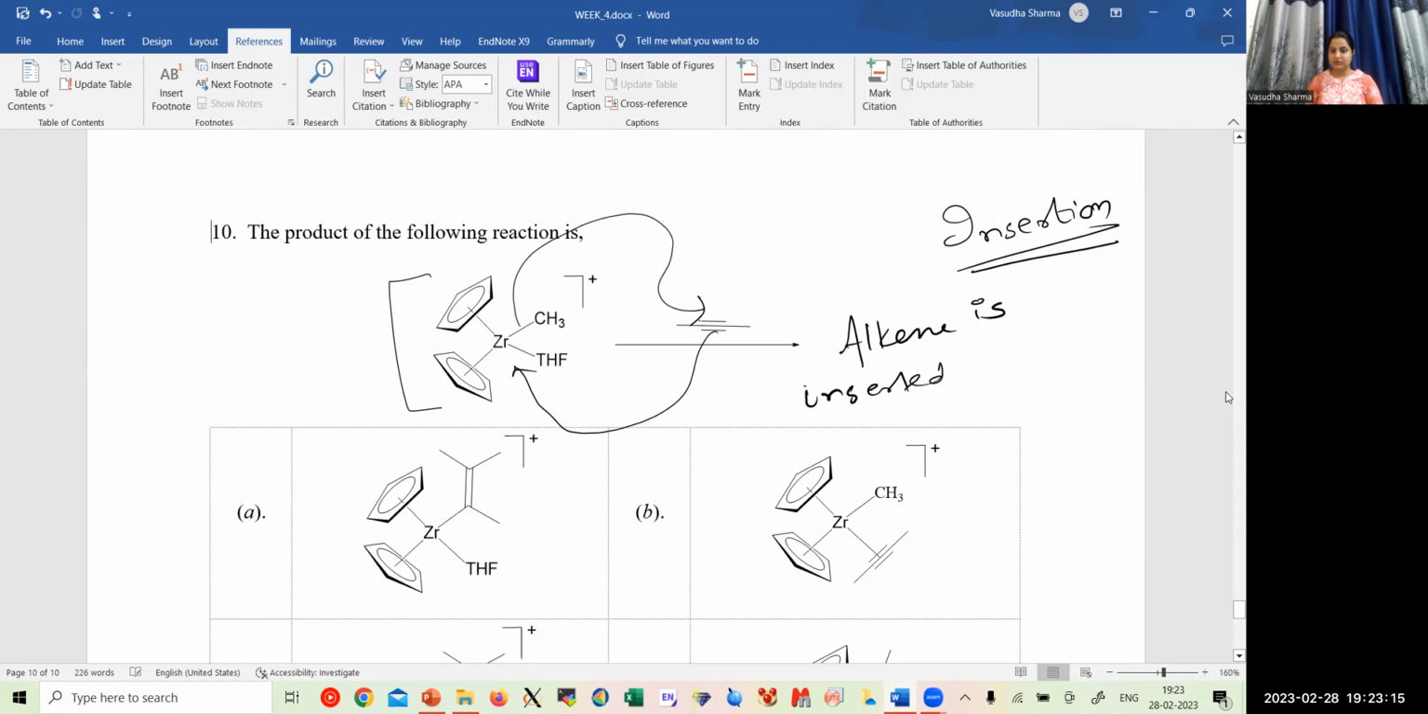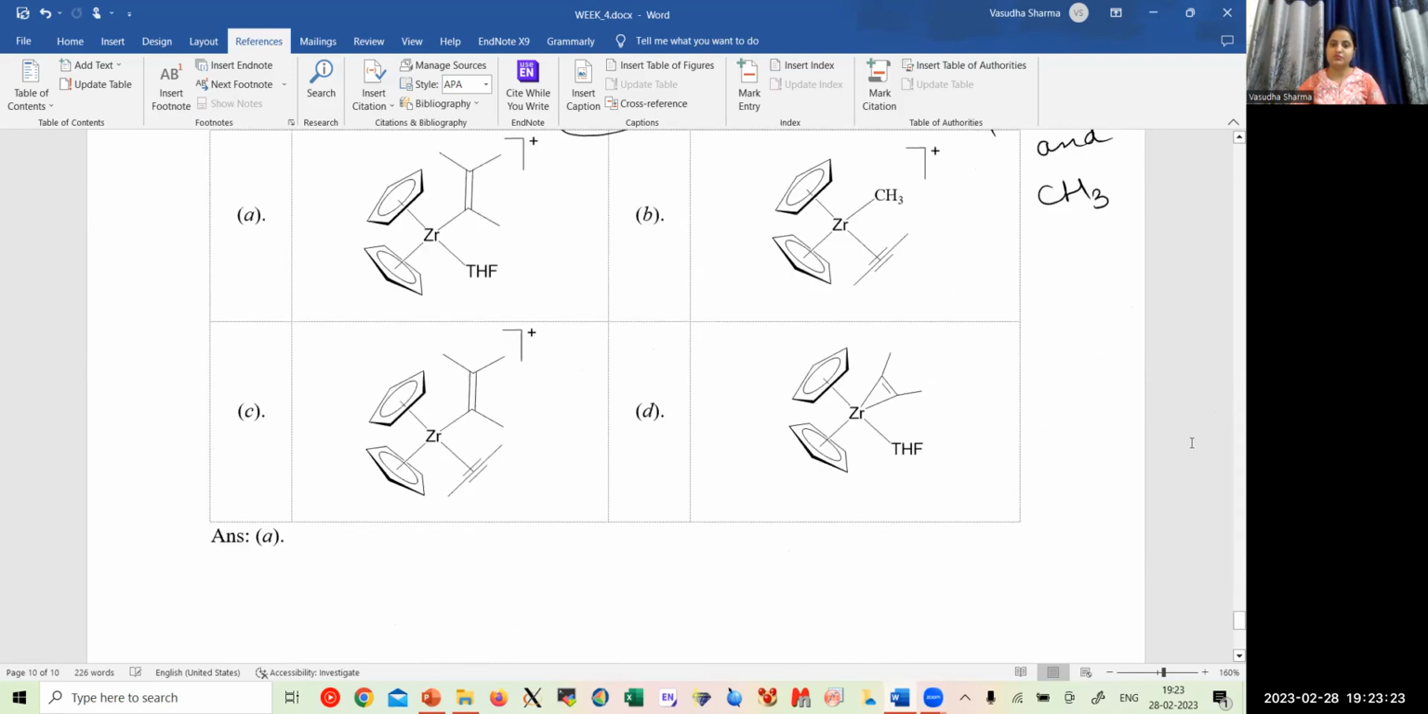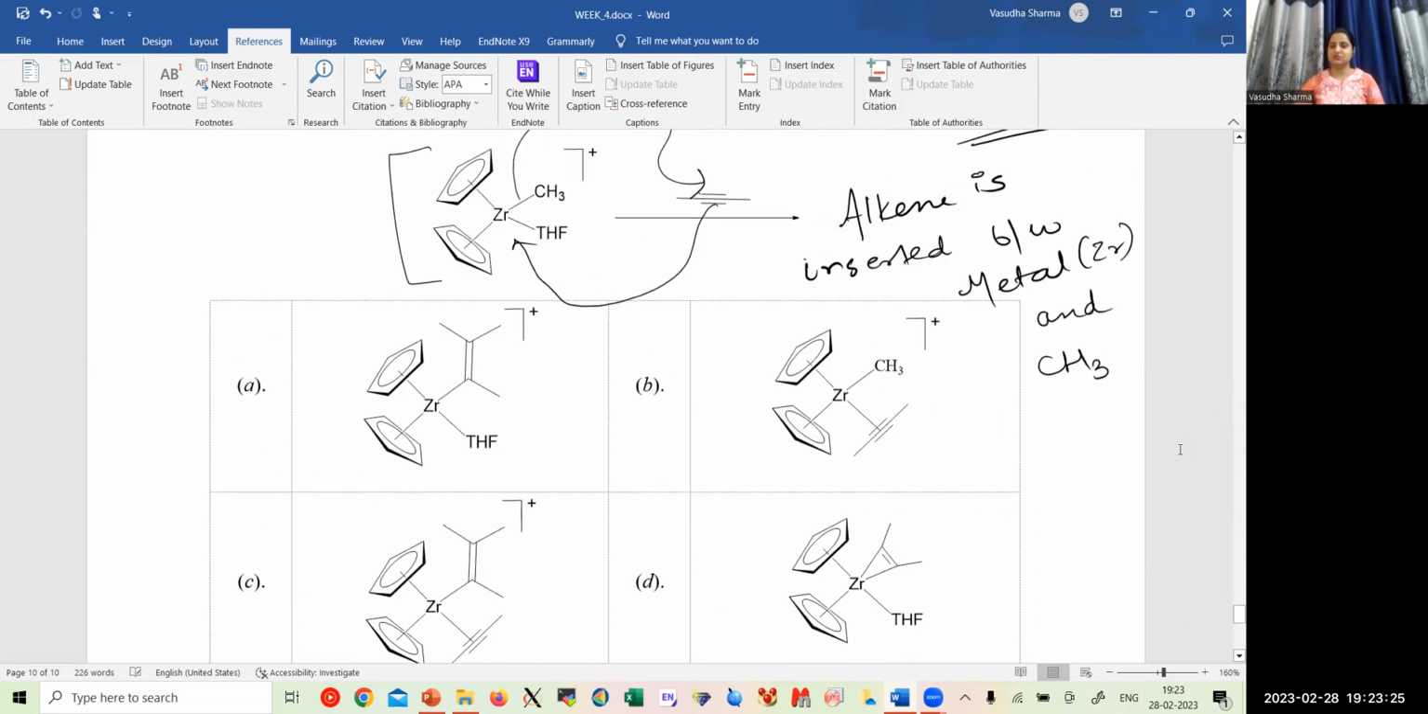inserted between the metal, that is zirconium, and CH3. So maintaining the charge, because it is nothing related to the charge, this is a neutral ligand, therefore the charge remains the same. So this can't be the option. A is the option.